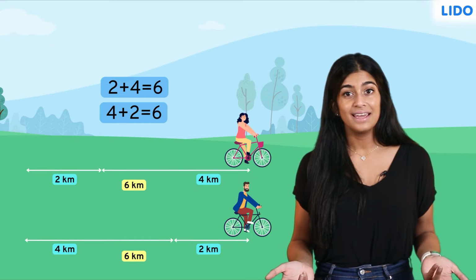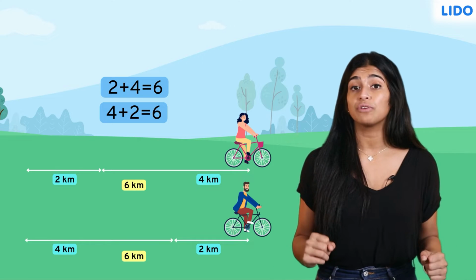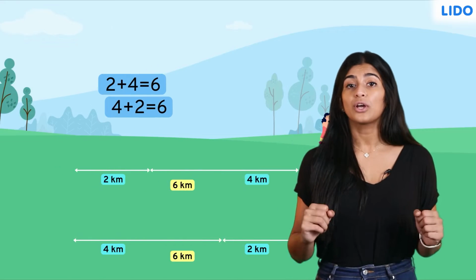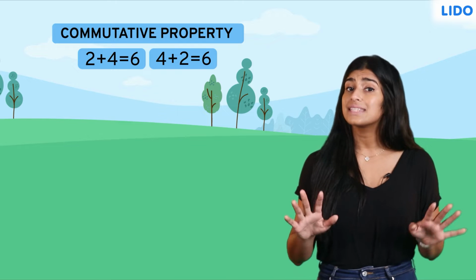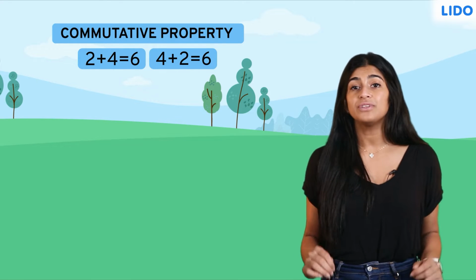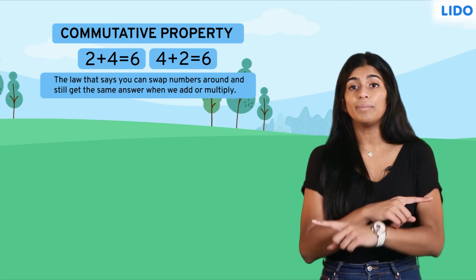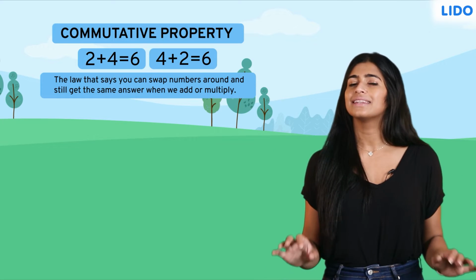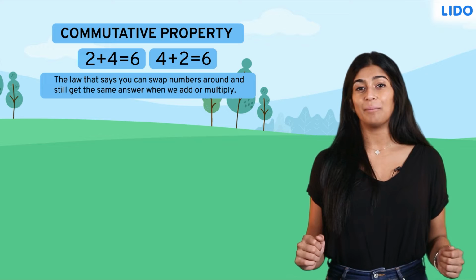Do you know why? This is because the addition of whole numbers follows the commutative property. It sounds complicated, but it's actually really simple. Commutative property says you can swap numbers around and still get the same answer when you add them up.